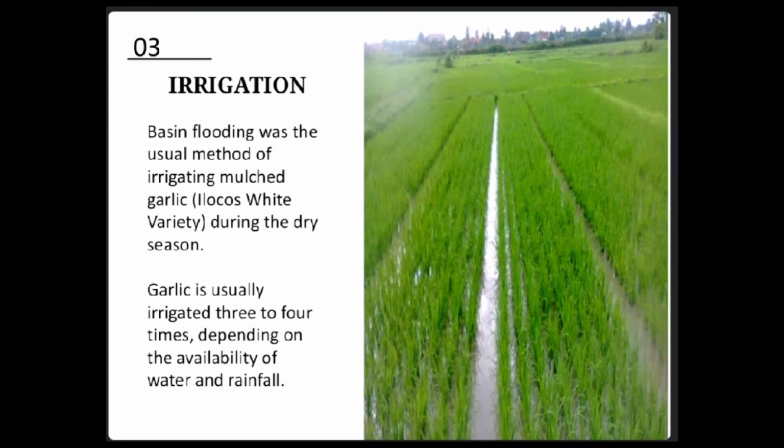Irrigation. How do they water the crop? Basin flooding was the usual method of irrigating mulched garlic during the dry season. Irrigation water was conveyed from the supplementary and internal farm ditches to the side of the basin. The basin was flooded and water was allowed to infiltrate the soil. Most of the moisture was retained in the basin. This picture here on the screen is just an example of basin flooding. How often? Garlic is usually irrigated 3 to 4 times, depending on the availability of water and rainfall.